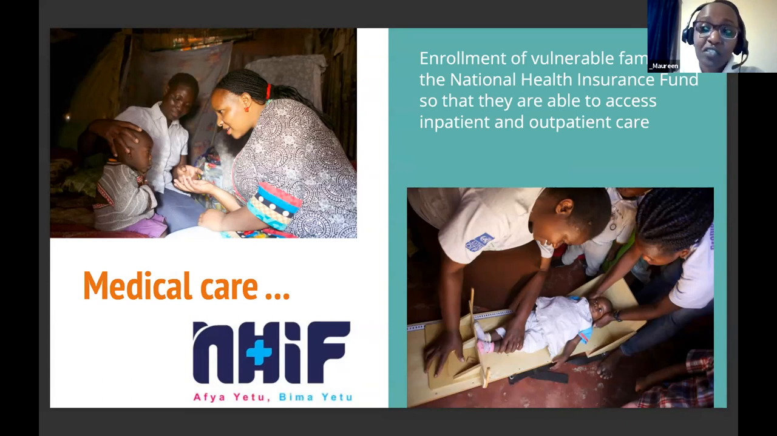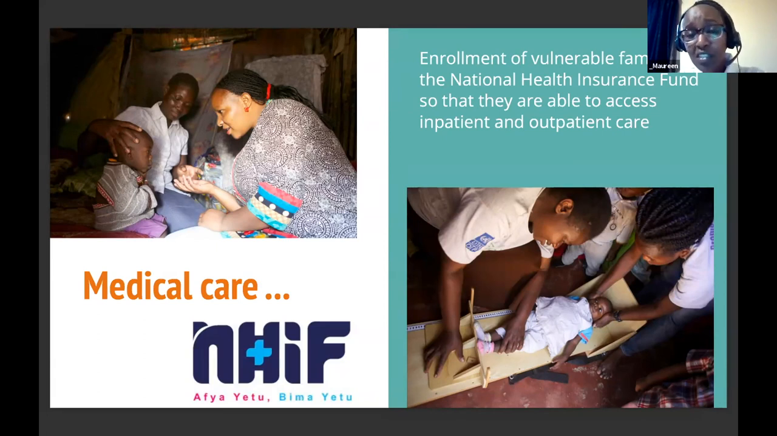And we do this until the children turn 18. So through the NHIF, they're able to access outpatient care and inpatient care, which can be really complex because it involves surgeries or being admitted in the hospital for a couple of days. If you follow the local news here in Kenya, you'll see that vulnerable families are not able to clear outstanding fees in these public hospitals, and they are detained in hospitals, which is altogether another horror story. So NHIF really helps counter that, and they're able to access these services at this fee.